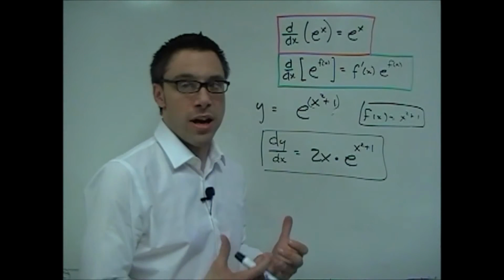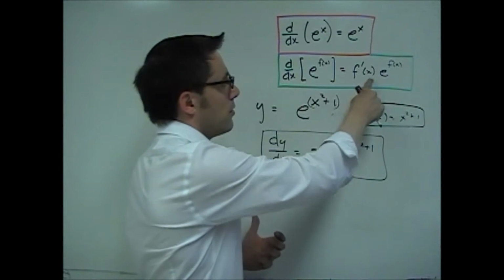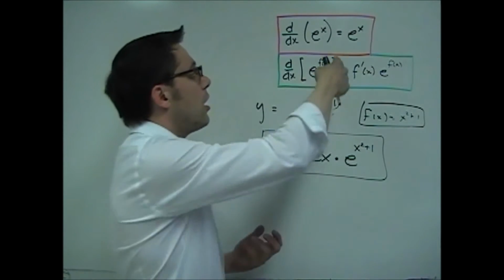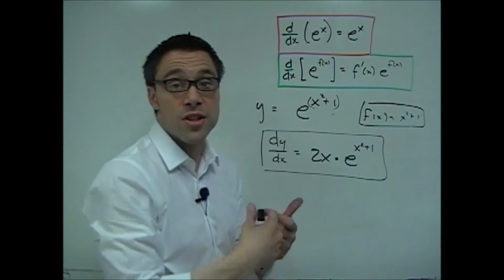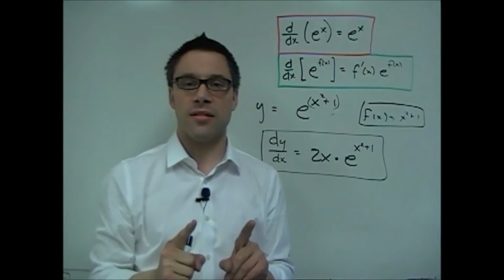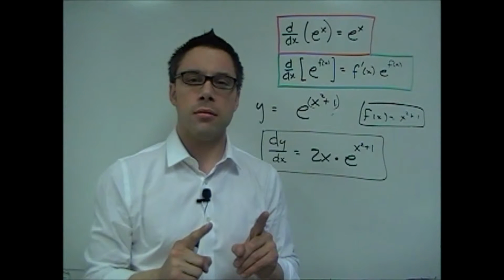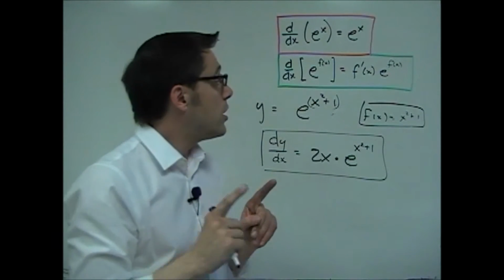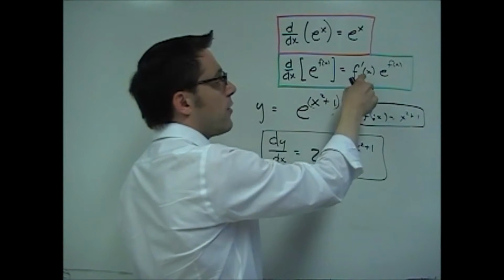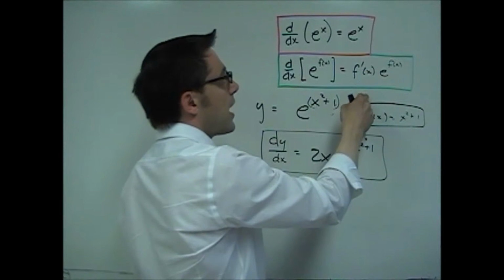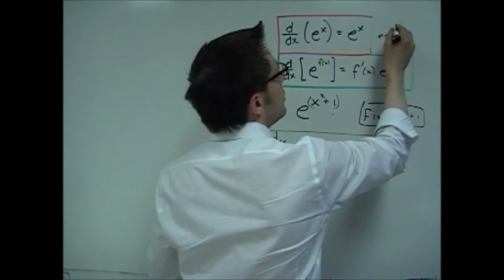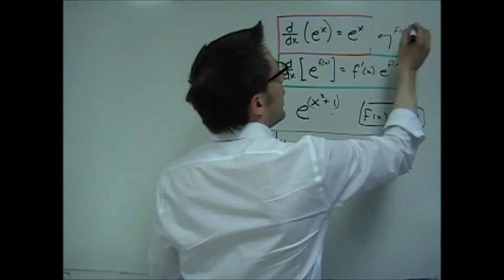Okay? And notice, by the way, that this rule in the green box is really just a more general case of the red box. The red box is a special case of the green box. Meaning that if f of x is x, what's the derivative of x? It's 1, right? So if f of x is x, you'd have e to the x multiplied by 1. So in fact, if f of x is x, you get the red box. So in some sense, the red box is if f of x is equal to x.